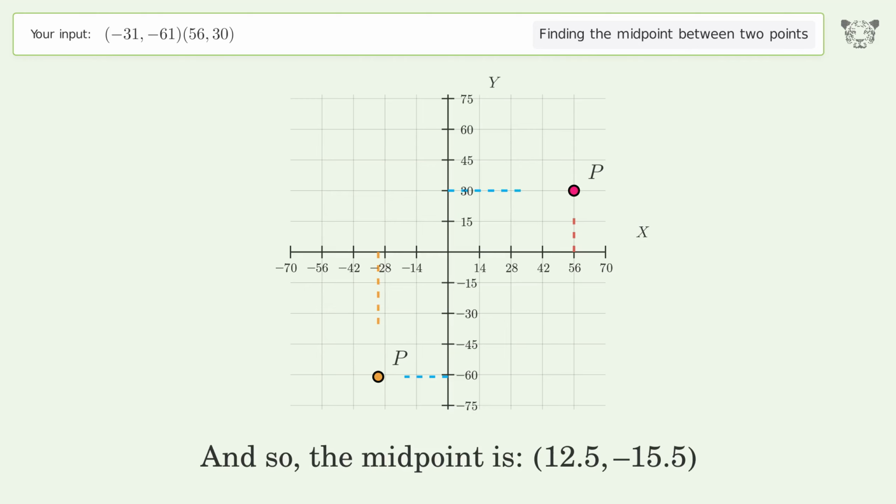And so, the midpoint is 12.5, negative 15.5.